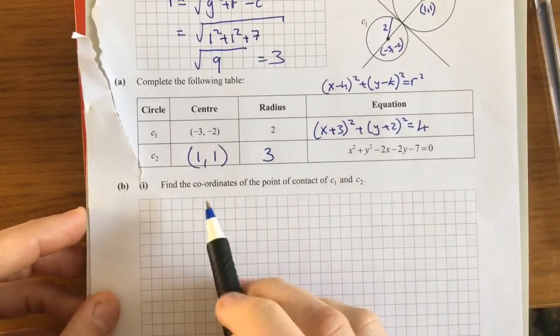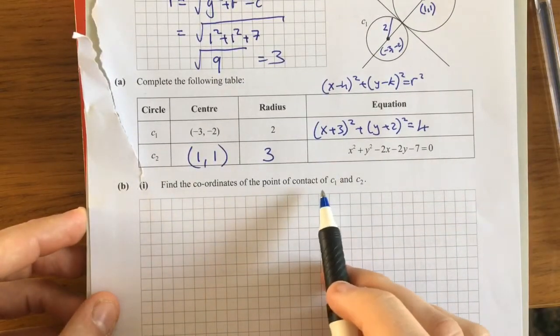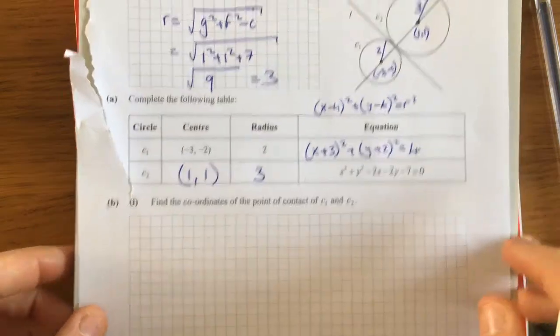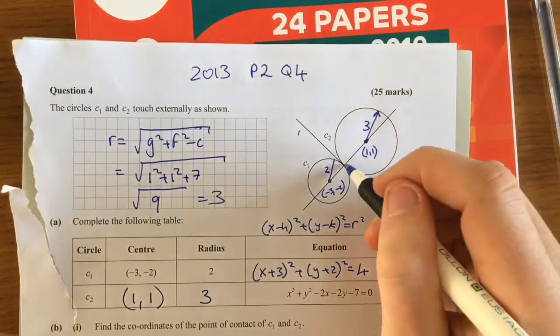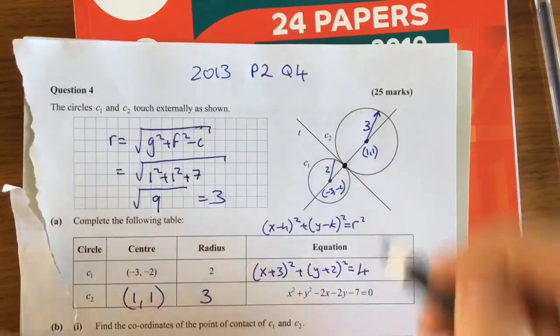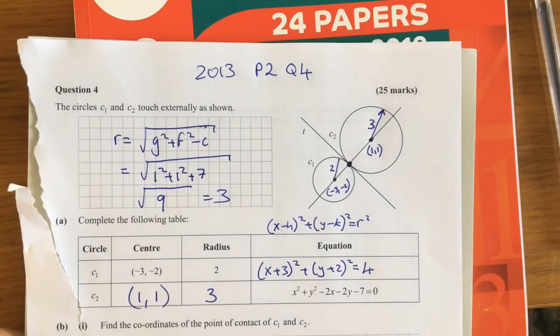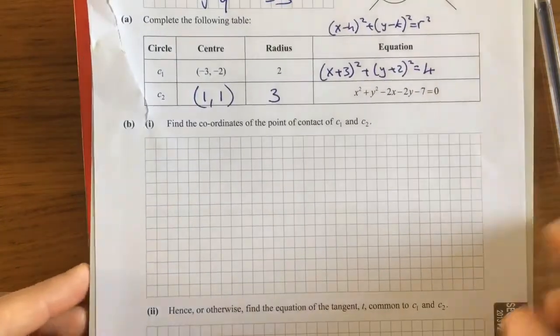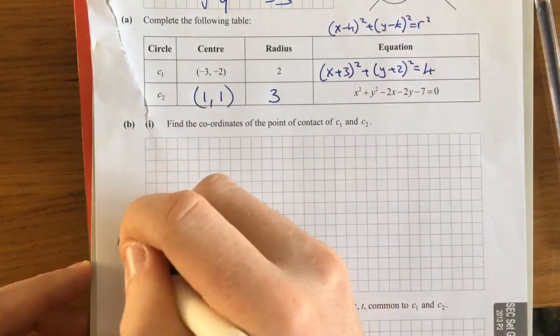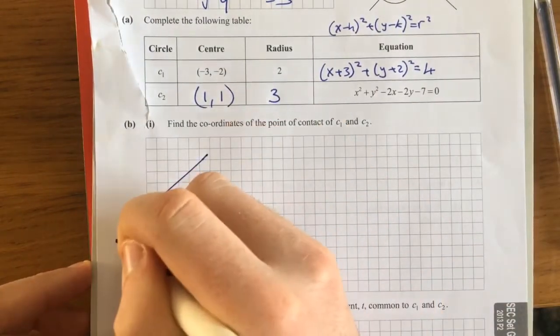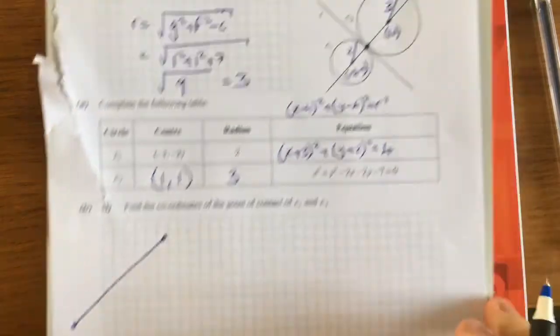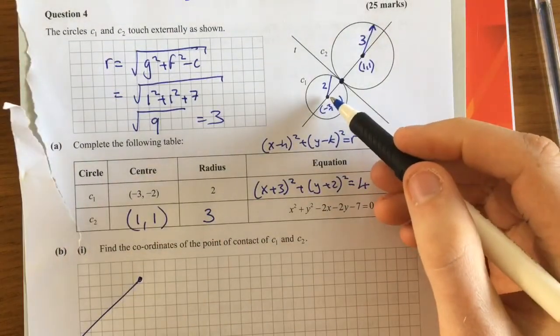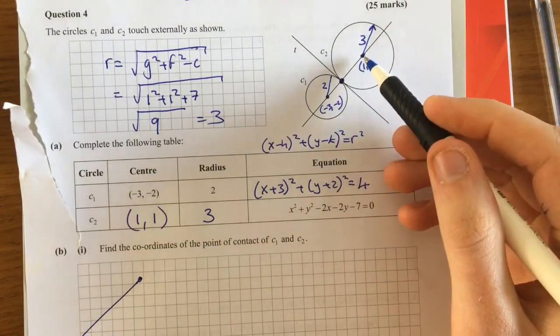Part B, find the coordinates of the point of contact of C1 and C2. So the point of contact would be right there. That would be the point of contact between C1 and C2. So to do this, I'm just going to draw another diagram down here. So this here is the straight line, and it's between the center of C1 and the center of C2.